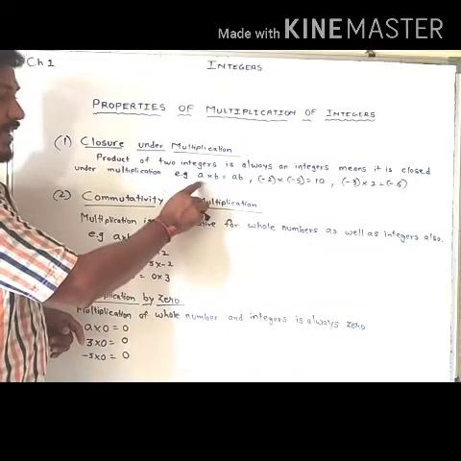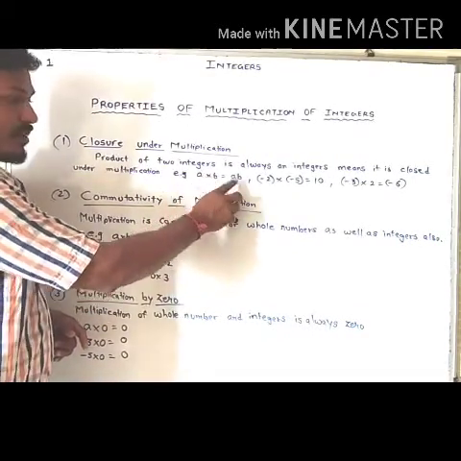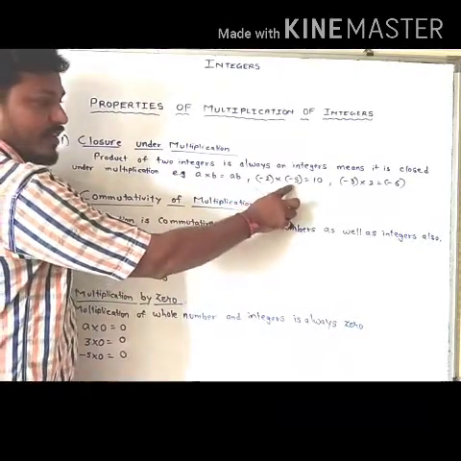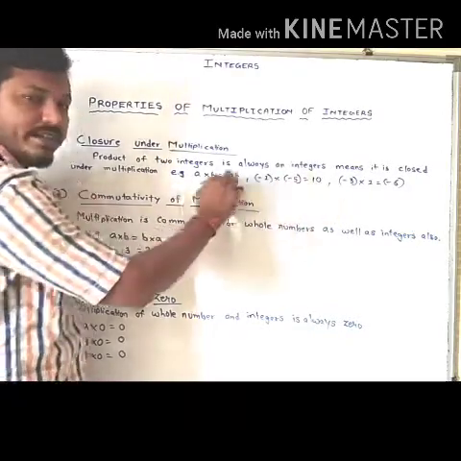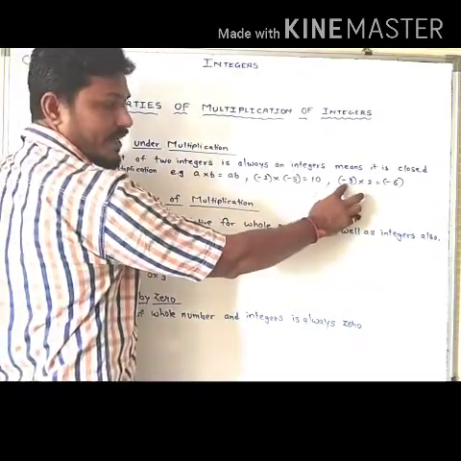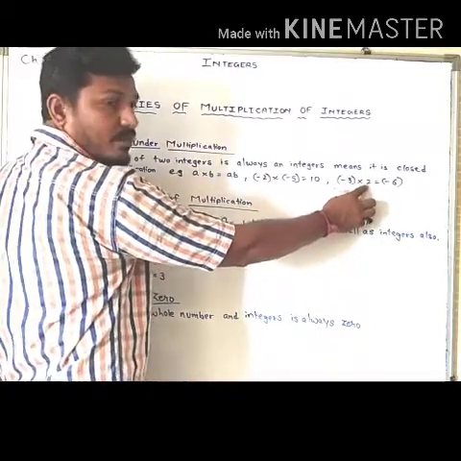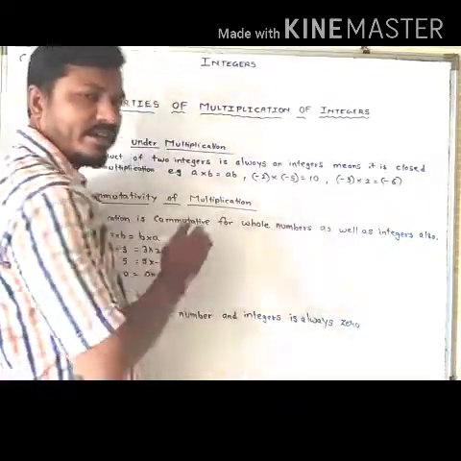Take for example, a be an integer, b another integer. Product of both is always an integer. See, negative 2 multiplied by negative 5, both are integers, and product of both we are getting 10, this is also an integer. Negative 3 multiplied by 2, this is a negative integer multiplied by a positive integer, and result is negative 6, this is also an integer.